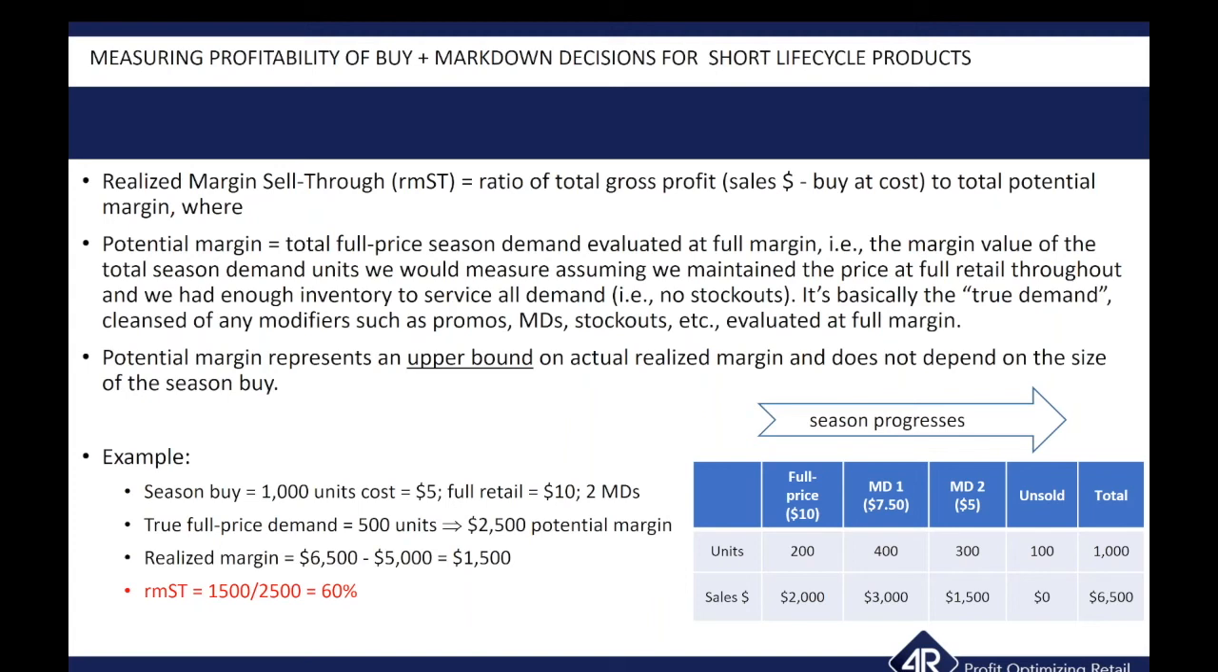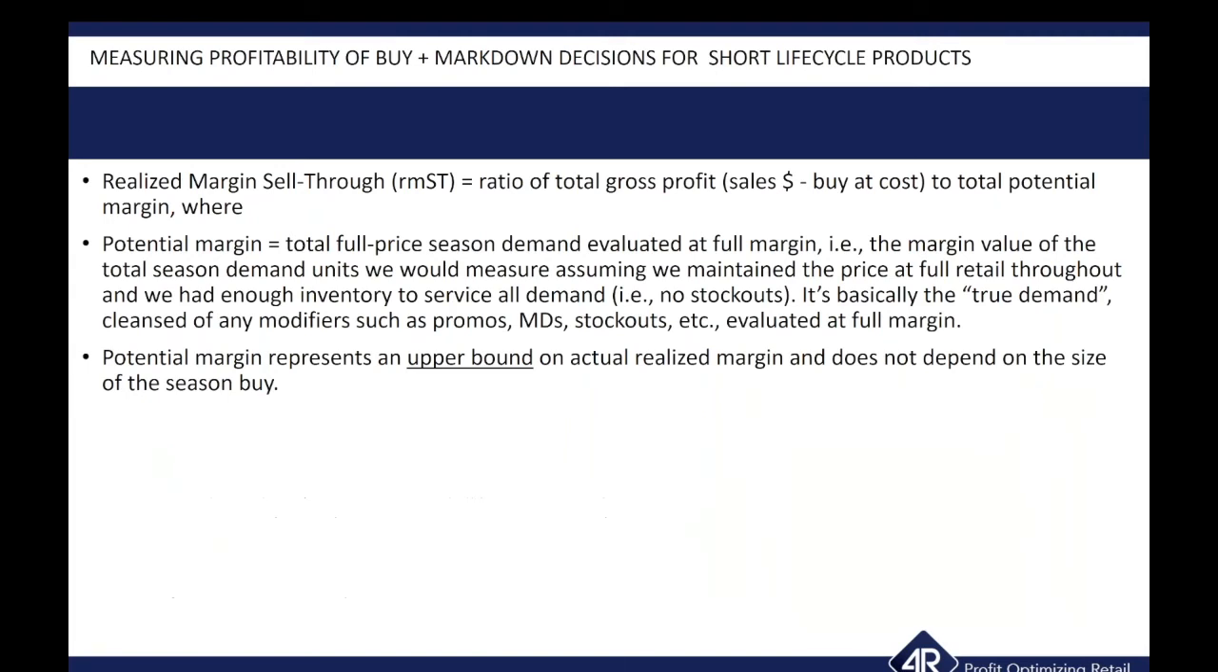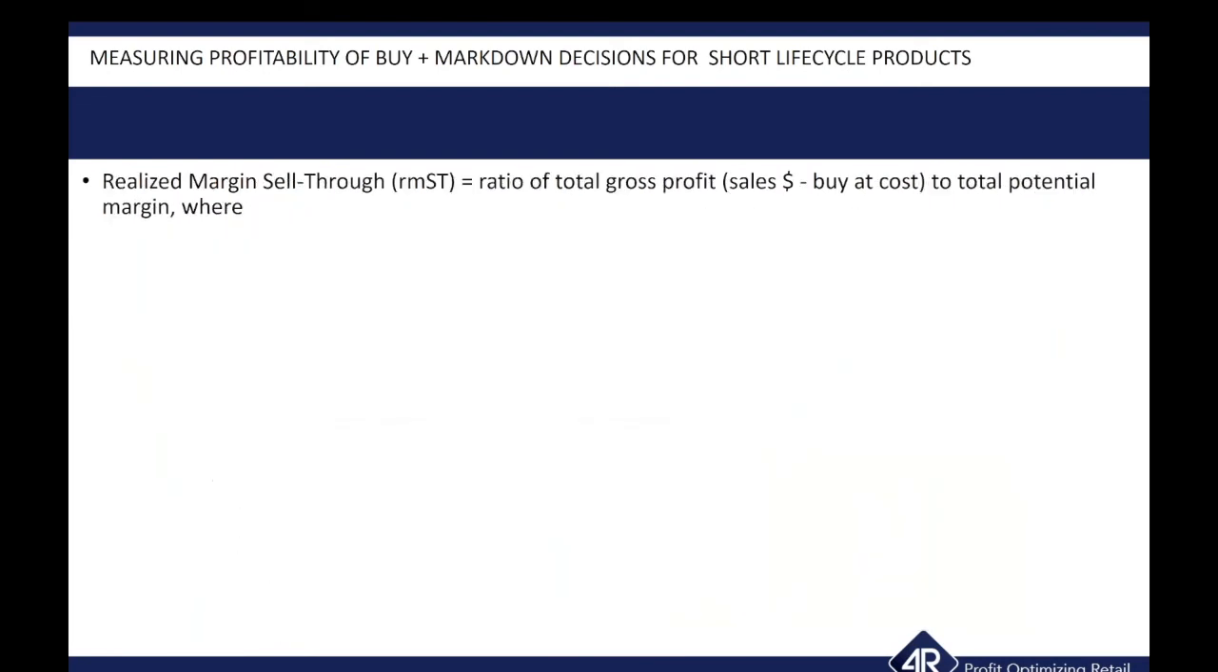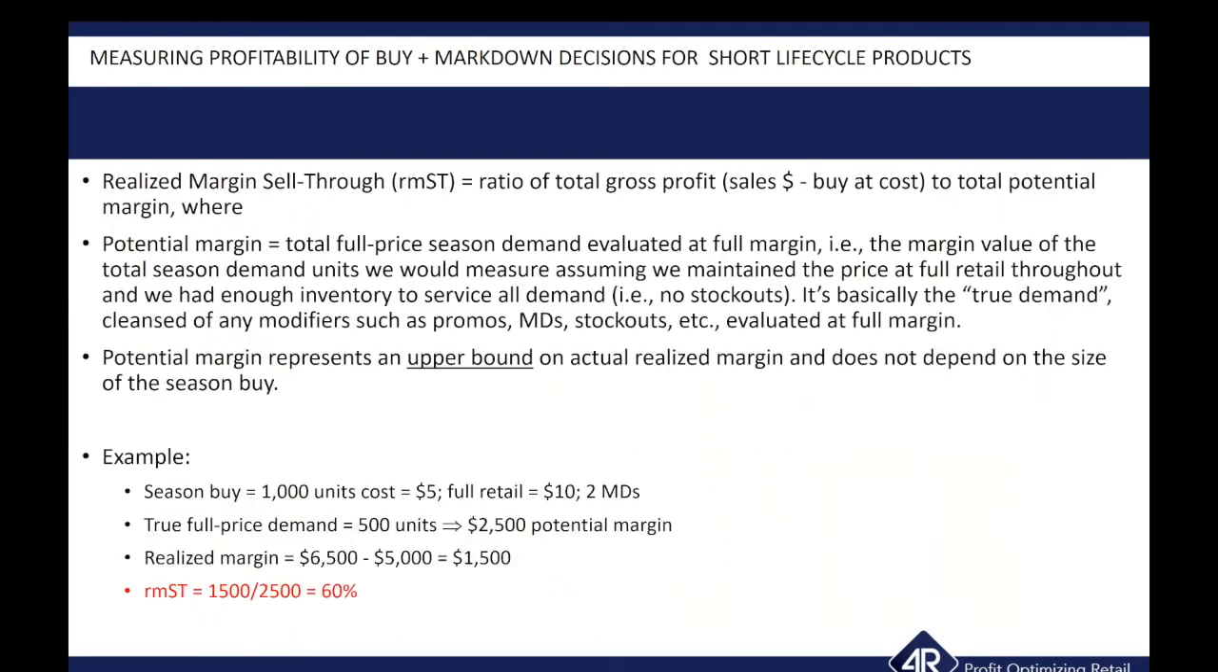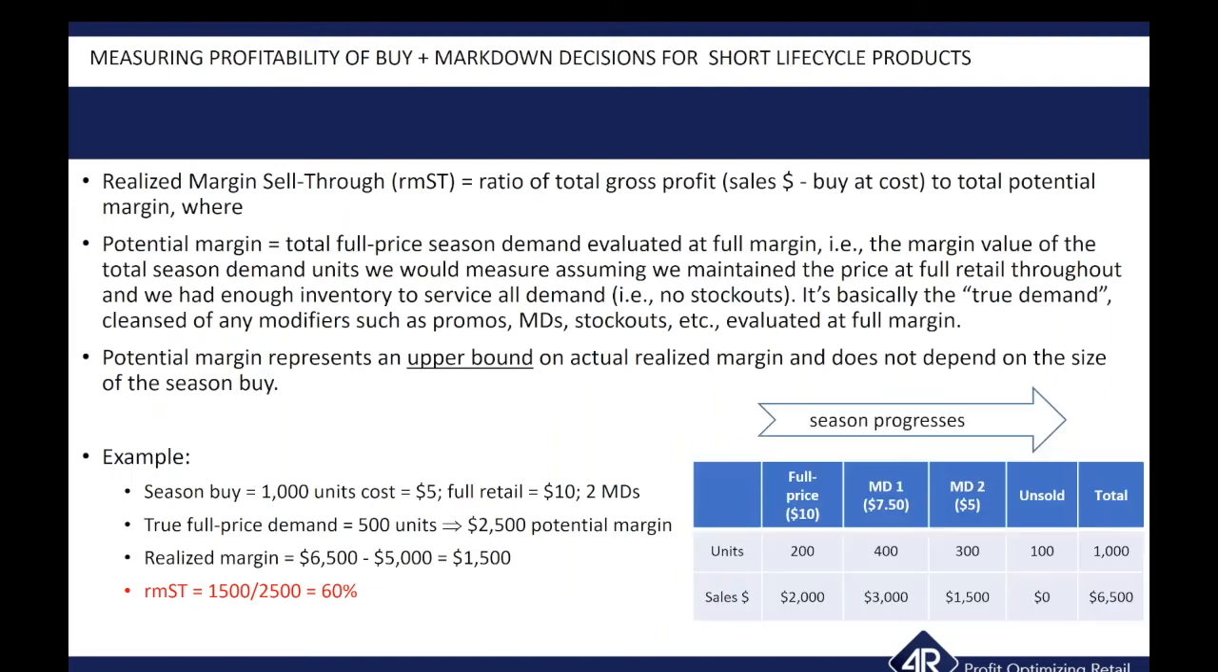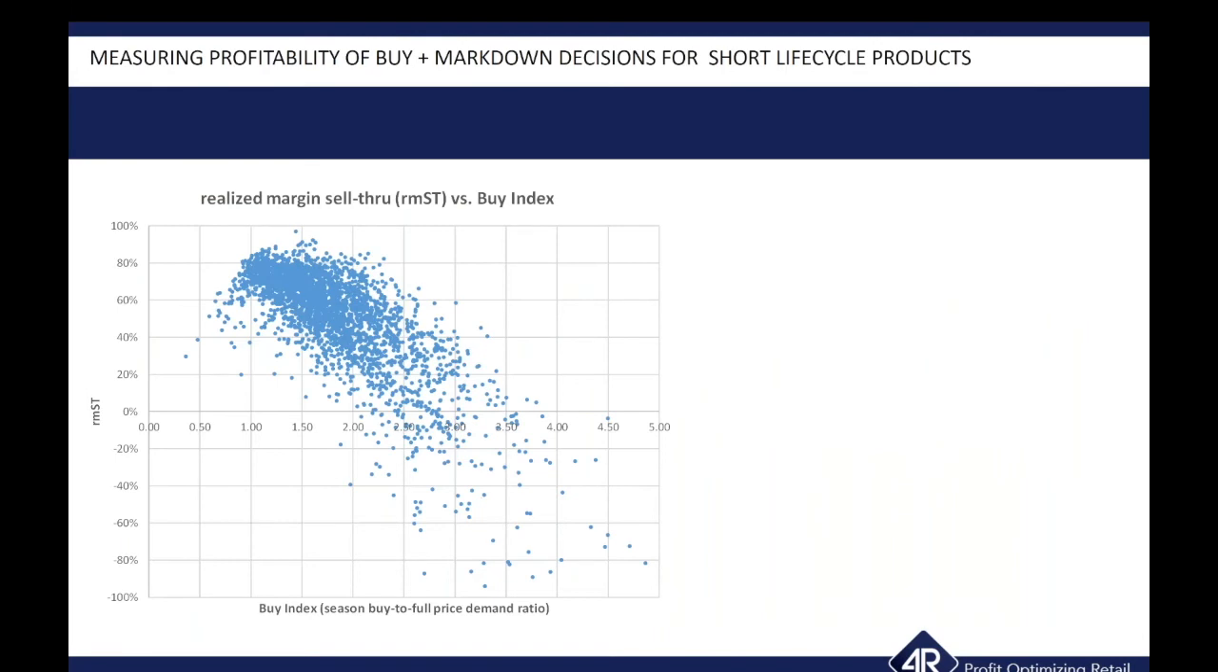Now, what's interesting is to look at the same data that we looked at earlier in these charts, but evaluated against this metric of performance. And this is what it looks like. Again, on the horizontal axis, we have the buy index. Once again, to the right of this chart, we have products that were very heavily bought, turned out to be overbought. To the left of this chart, we have products that were very lightly bought, so they turned out to be underbought. And of course, in between, we have products that were bought somewhat correctly.